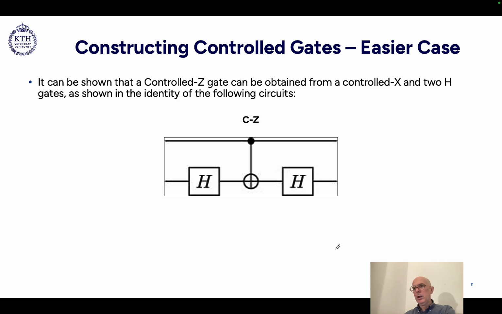So remember, even if a controlled version of a quantum gate that we want to perform on our quantum computer doesn't exist, we can find an equivalent formulation using equivalent quantum circuits.